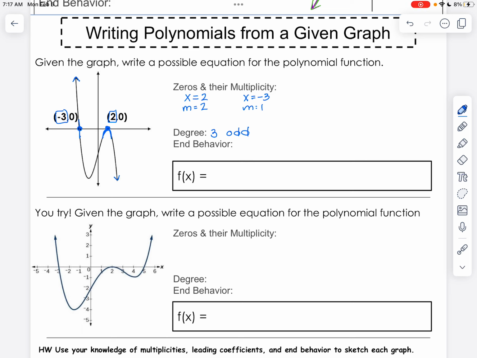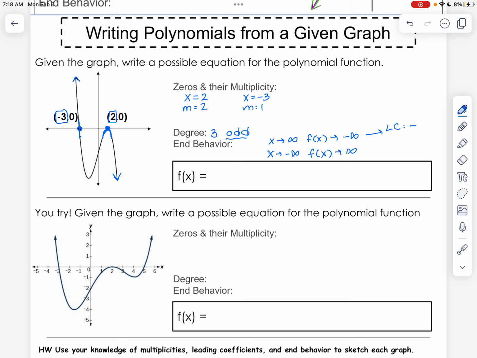Now for the end behavior, real quick, as x approaches infinity, remember that's the right side. Where does f of x approach on the right? It is pointing down, so it's pointing towards -infinity. What does that mean though? That means that our leading coefficient for this equation must be negative. Then on the other side, as x approaches -infinity, f of x is approaching positive infinity. We know that's true because the degree is odd. So now I'm going to put it all together.